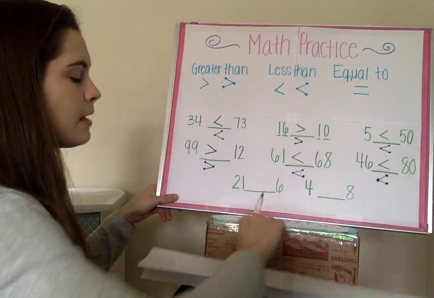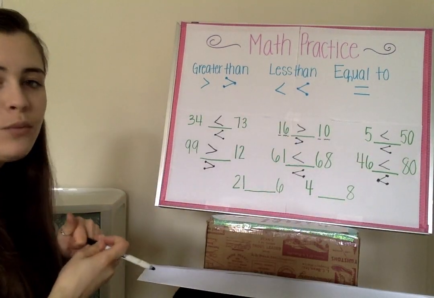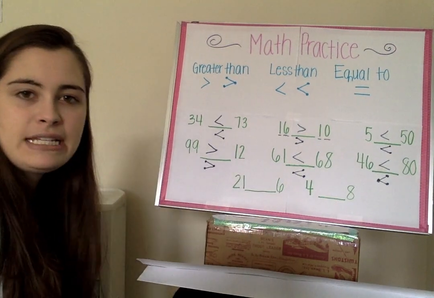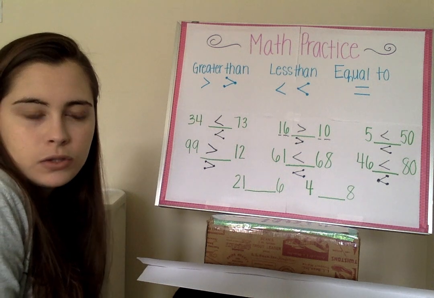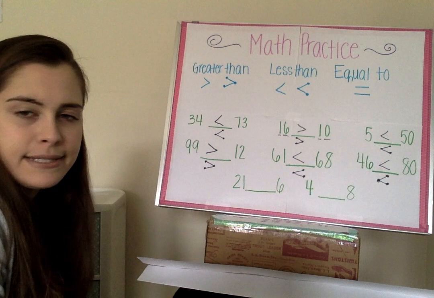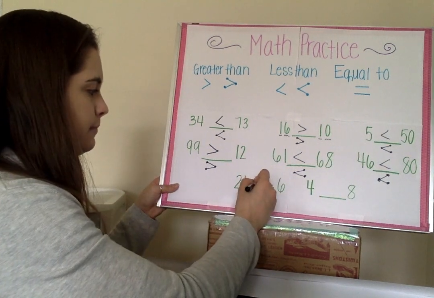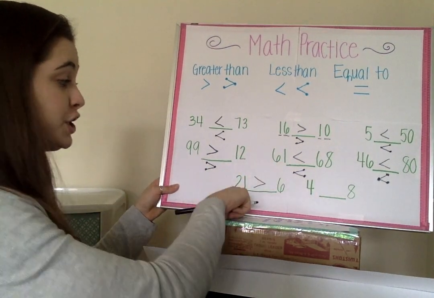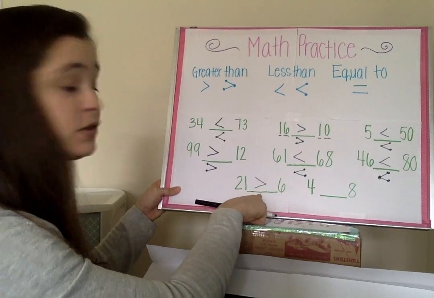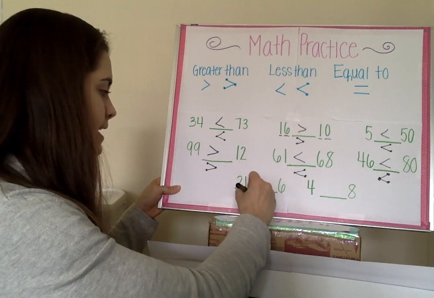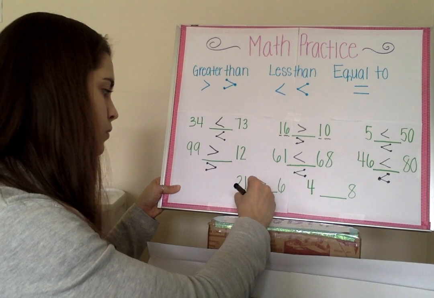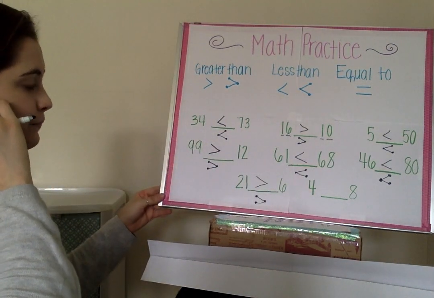All right, let's look at our last couple of practice problems. So we have 21 and 6. Think about that one for a second. Think about the number of tens, the number of ones. What symbol might you put there? 21 and 6. We'd put the greater than symbol because we have 2 tens here and 0 tens with 6. So 21 is greater than 6. If we're using the dots, we'd put 2 dots facing 21, 1 dot facing 6.